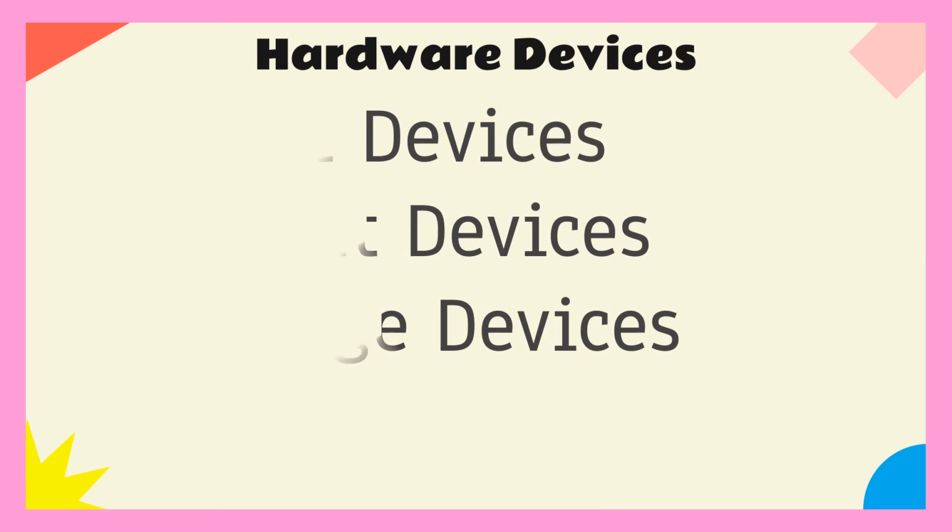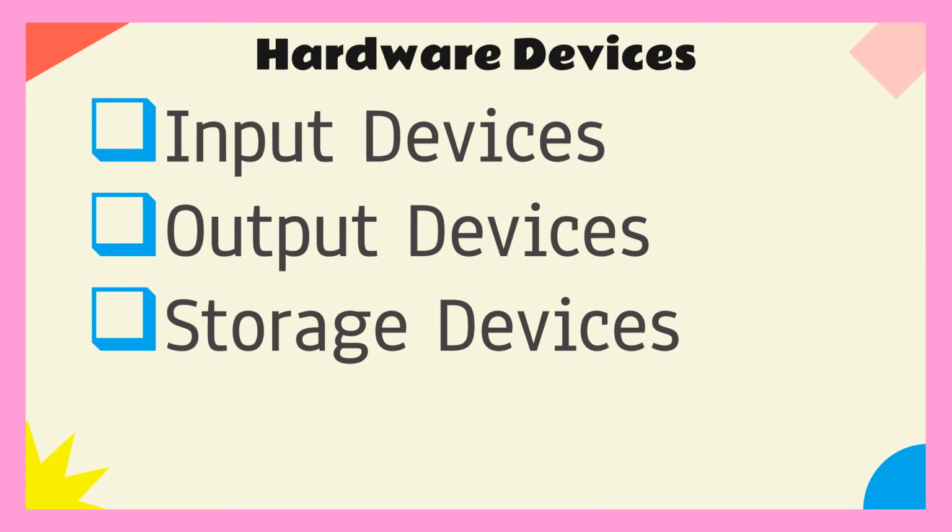Next, we are going to study about the hardware devices. As we have already studied that the computer system is made up of two parts. The first one is the hardware and the other is the software. The hardware devices of the computer are classified into three types: input devices, output devices, and the storage devices. Now let us study them one by one.